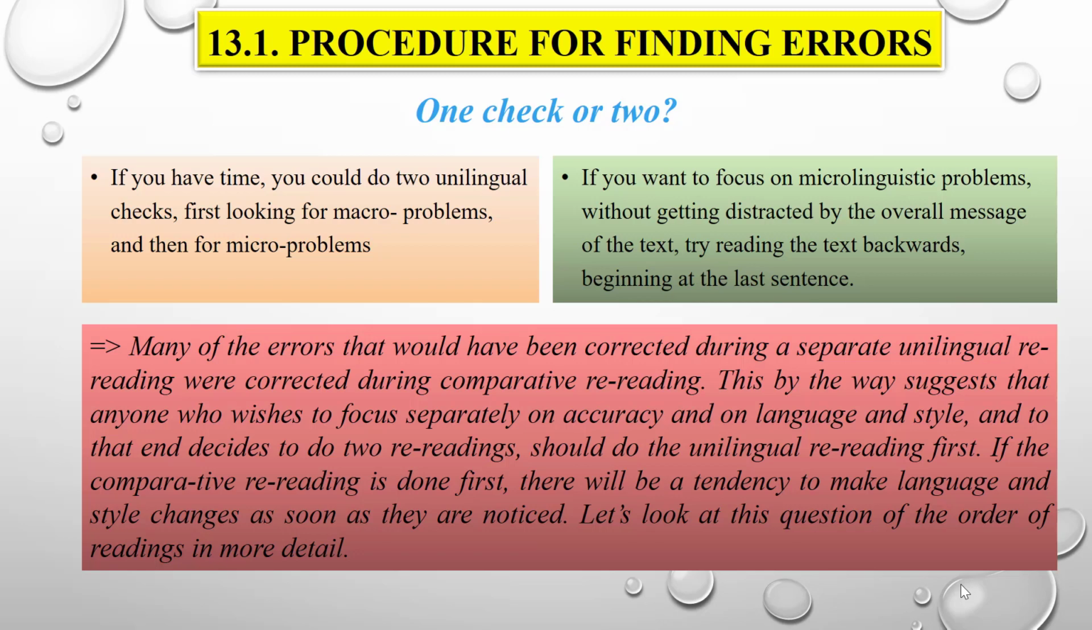Consider the logic parameter. A contradiction may not come to your attention unless you are reading the text through with a specific focus on the flow of the argument or narrative. If you are also looking for micro problems of language and presentation as you read along, your attention may be distracted from a contradiction in the thoughts being expressed. If you have time, you could do two unilingual tricks. First, looking for macro problems, and then for micro problems.